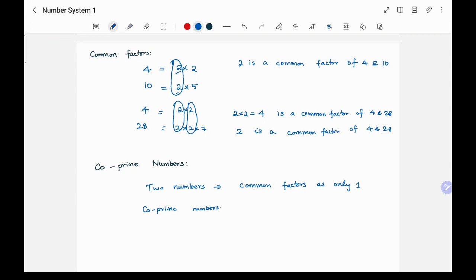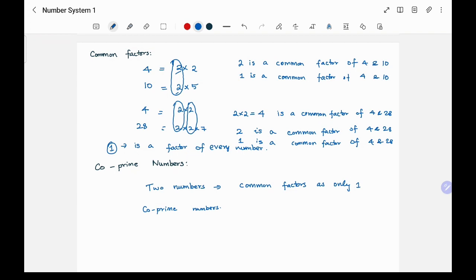But what are we missing here? We are missing 1. So 1 is a factor of every number, because every number is divisible by 1. So 1 is also a common factor for every number. And here also you get 1 as a common factor. So you can write 1, 2 and 4 are common factors of 4 and 28.